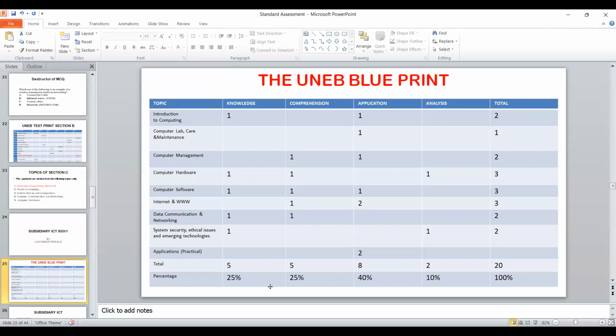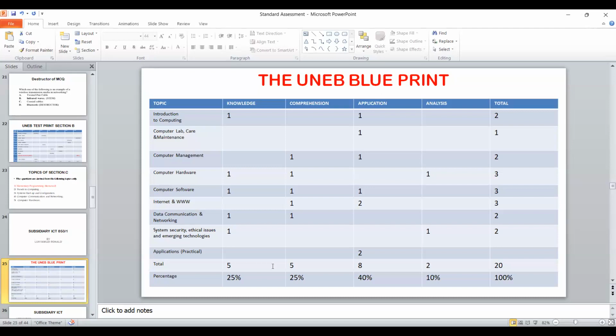So for this theory paper, you must make sure there are 2 questions from the practicals. The practical topics we have are either Word, presentation, databases, Excel, or desktop publishing. Only 2. If you exceed that, then it is a substandard paper.